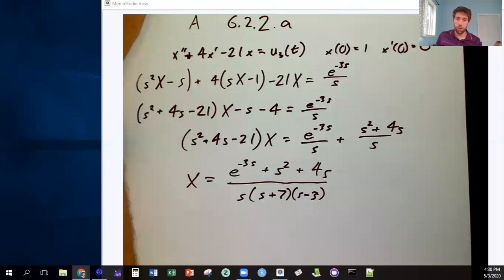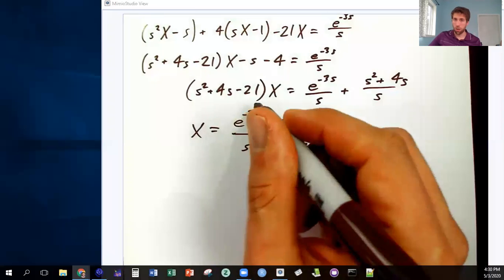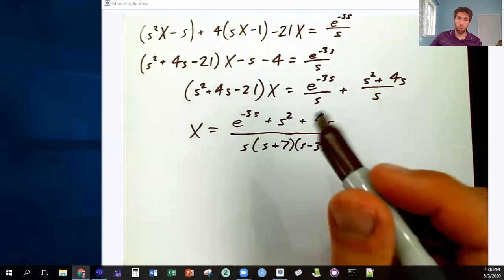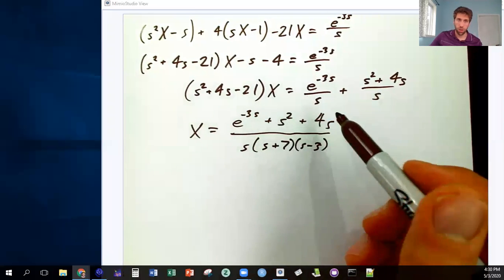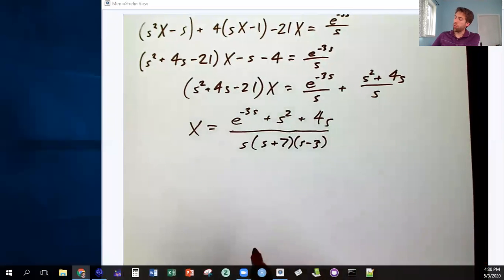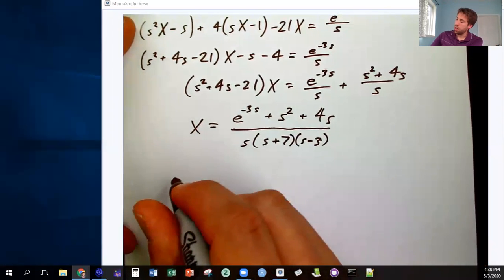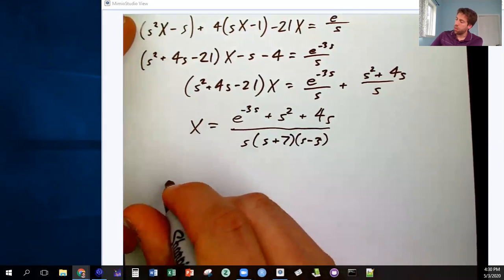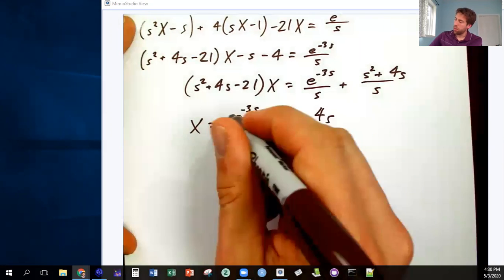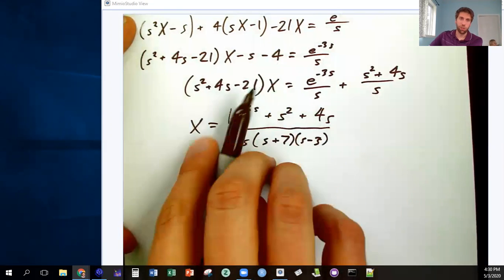Okay, so here we need to do partial fractions twice. Once for terms that have this next to it, and once for terms that don't. So we're going to solve two different partial fractions questions. So here, I'm going to pause real quick.